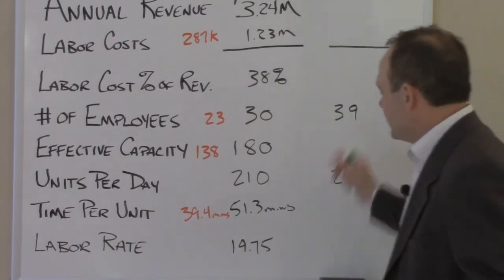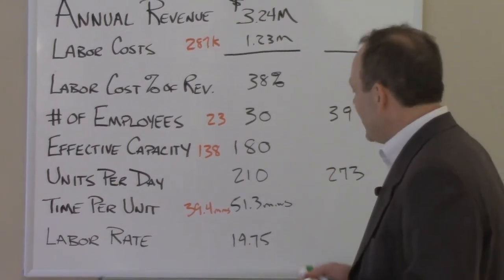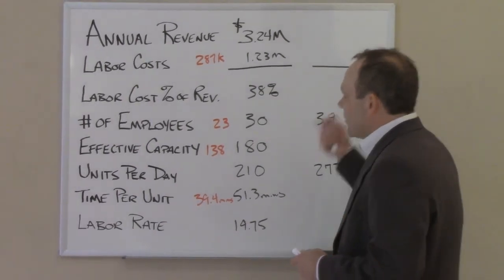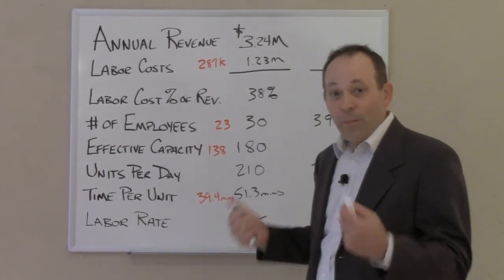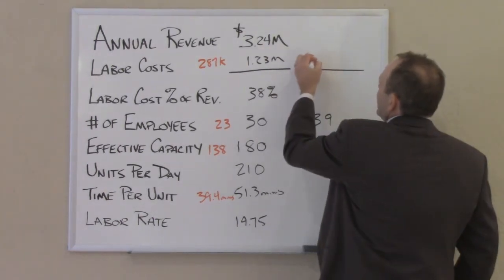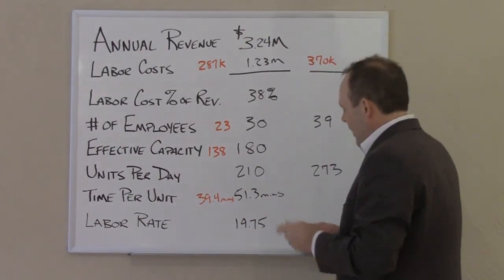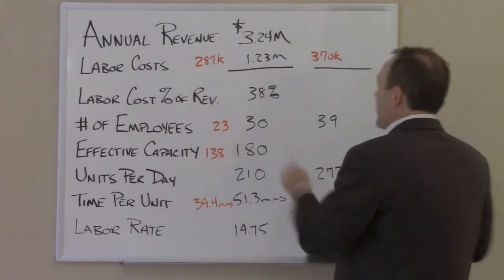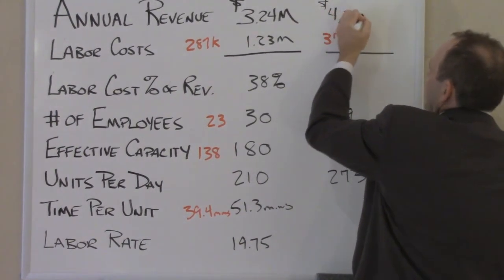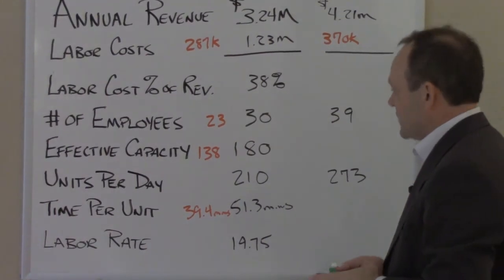Well, what does that mean? If I take the 9 employees that I just added and multiply by the $19.75 and by the 2,080 hours that I'm going to pay them in a year, now my waste number goes from 287 to 370,000. And you say, that's great, Brian, but my revenue went up too. Yep, you're right. Your revenue did go up, to 4.21 million. But your waste went up as well. Your labor cost in total went up as well.